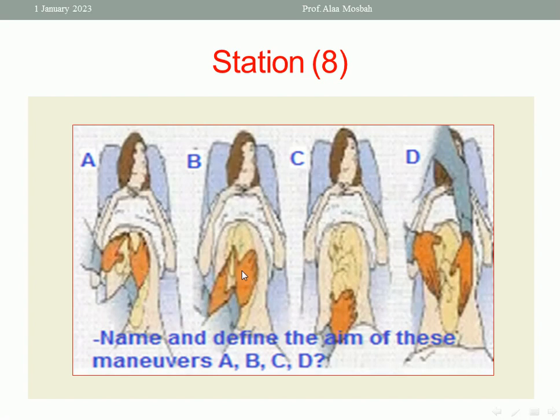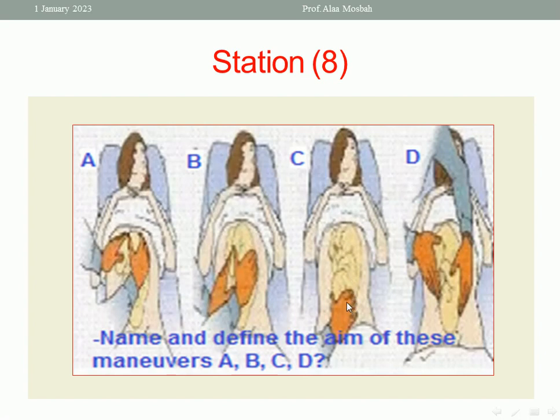Next picture B, what is the maneuver here? This is umbilical grip. Why do we do it? We are trying to know where the back of the fetus is, either to the right or to the left, or anterior or posterior. So this is called umbilical grip, to detect where the back of the fetus is, or the position of the fetus.